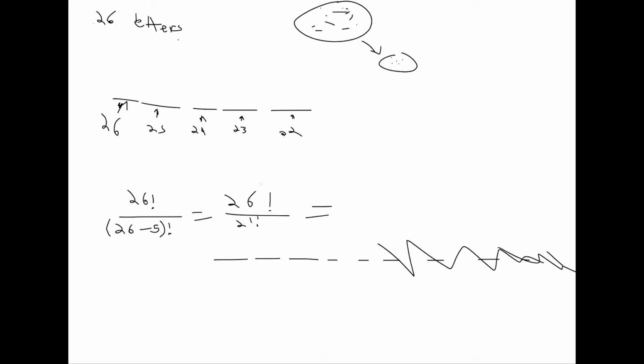So the formula really is equal to x factorial, x being how many letters there are in this case, or how many elements there are in your first group, divided by how many elements you have in your first group, minus how many positions you have. So I'll just write y factorial. So that's the formula for calculating permutations.